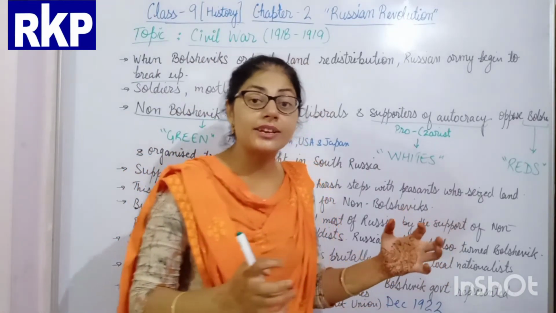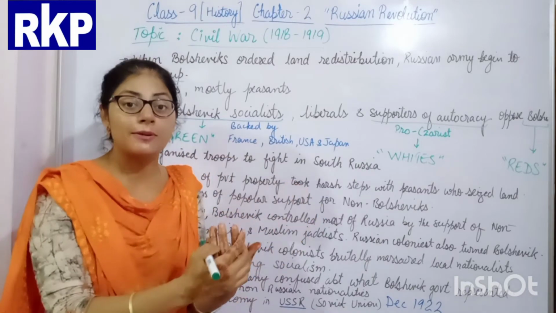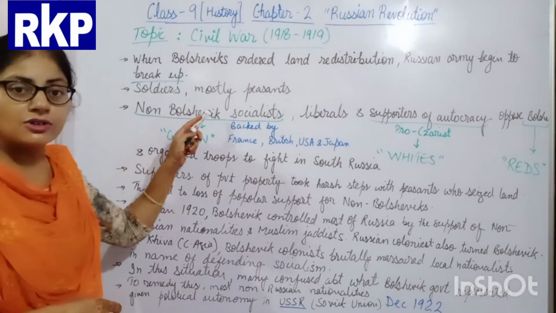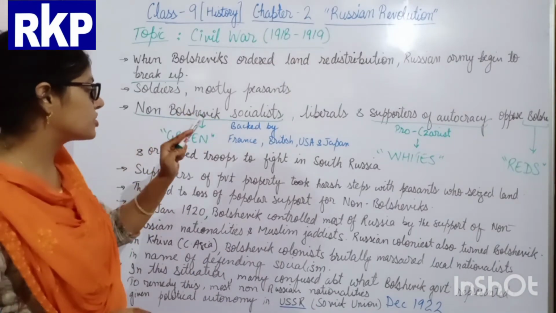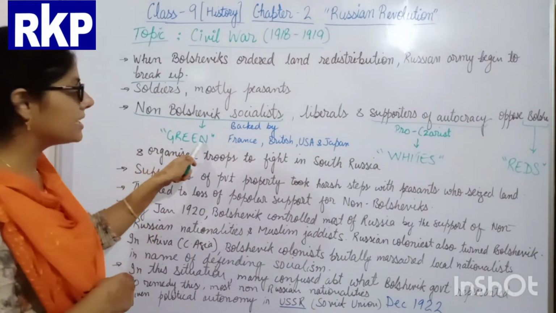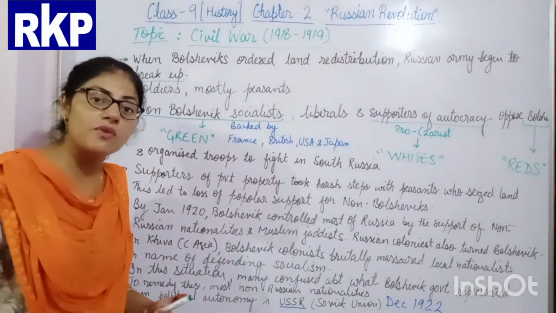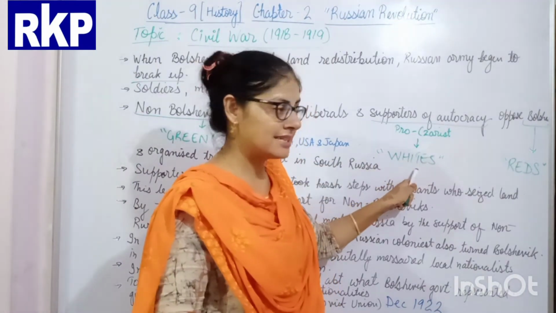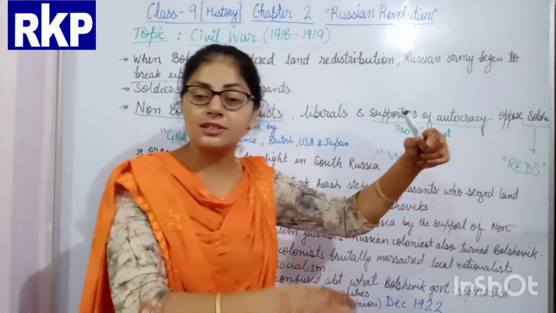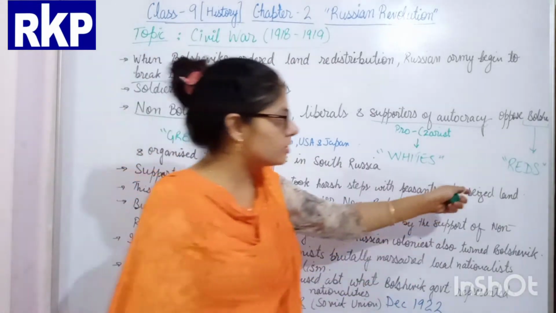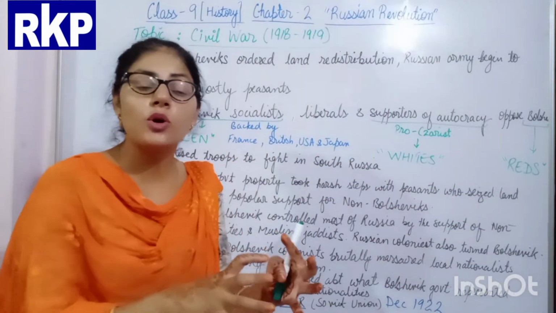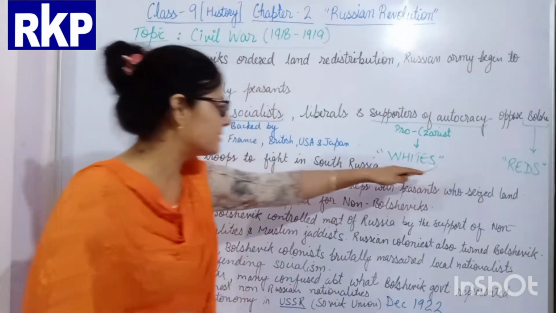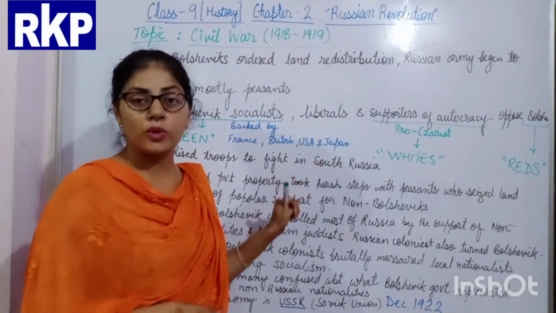They created their own troops, their own army, to fight. The troops of the non-Bolshevik socialists were known as the Greens, because their uniform was green in color. Supporters of autocracy were known as the Whites, and the Bolshevik party guards were known as the Reds. So there was a civil war between the Reds on one side and the Greens and Whites on the other.